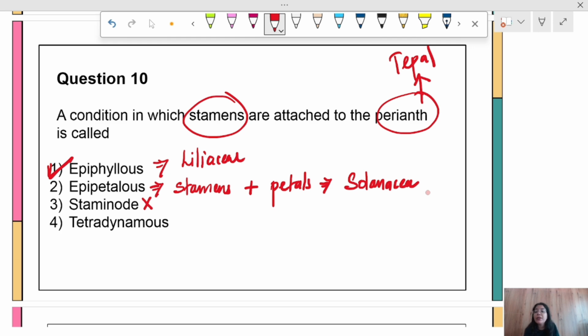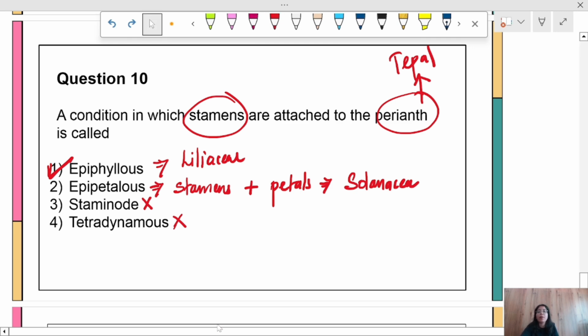Okay. Tetradynamous condition. This condition exists in Brassicaceae family, where you will see variation in the length of filament. Total 6 stamens are there, and out of them, 2 are having different length as compared to the 4. Anyways, this term is not used in NCERT, but you should at least know that this feature belongs to mustard plant. Okay. Mustard shows tetradynamous condition.